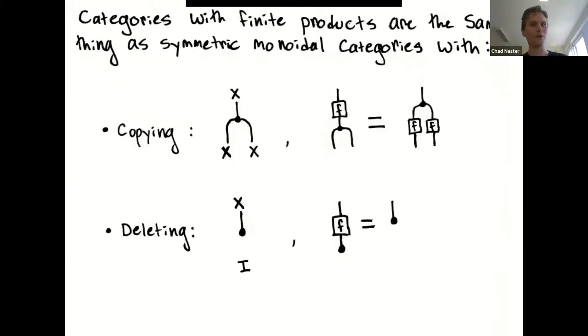So to start off, as you may know, categories with finite products are the same thing as symmetric monoidal categories, where at every object we have both a copying operation, pictured here on the left on the first line, that satisfies this copying equation, saying that if I do f to something and then copy the output, that's the same as copying the input and doing f to each copy. And also we have a deleting operation, pictured here as a string diagram below on the left, and that satisfies this deleting equation that says if I do f to something and then delete the output, I may as well have just deleted that thing in the first place.